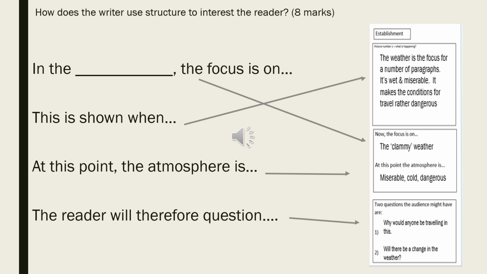So, in writing this up, for about 4 or 5 marks, I'd be saying, in the beginning, the focus is on the clammy weather. This is when the weather is the focus for a number of paragraphs. It's wet and miserable. It makes the conditions for travel rather dangerous. At this point, the atmosphere is cold, miserable and dangerous. The reader will therefore question, why would anyone be travelling in this weather, and will there be a change in the weather? But we want to be going for the full 7 to 8 marks. And so you need to look at the next slide to see how I've subtly changed how I write.